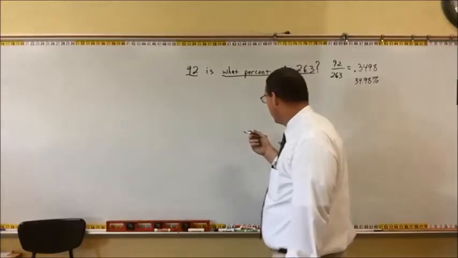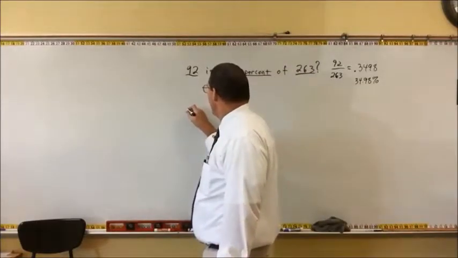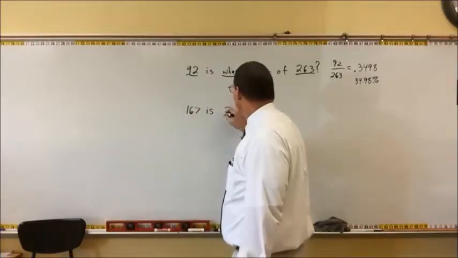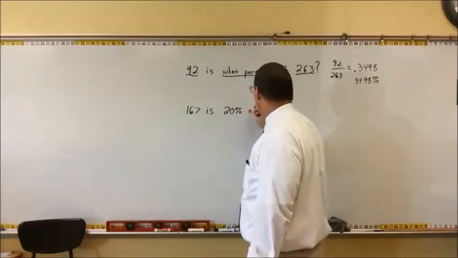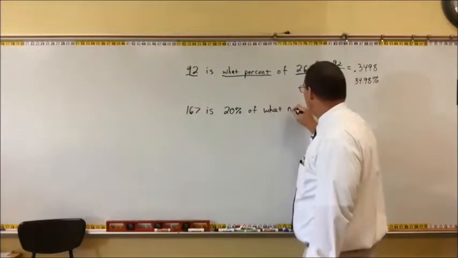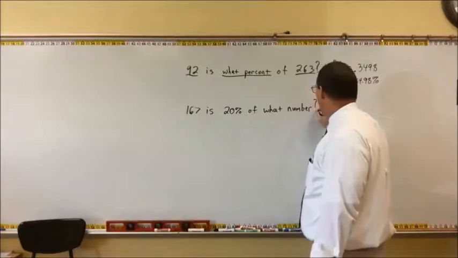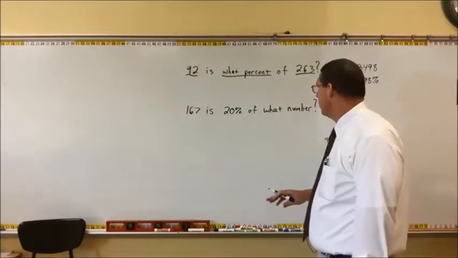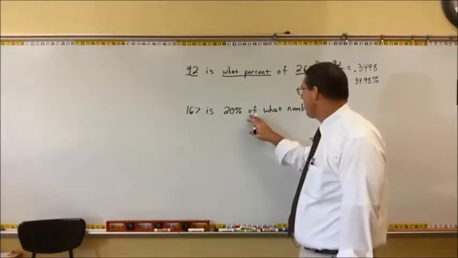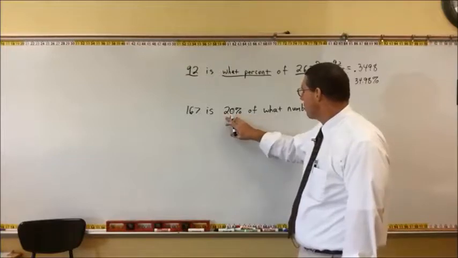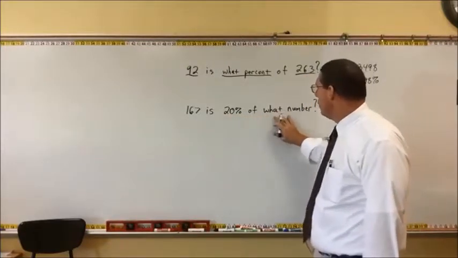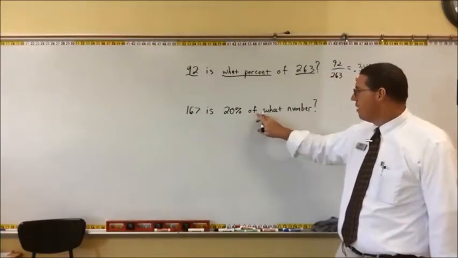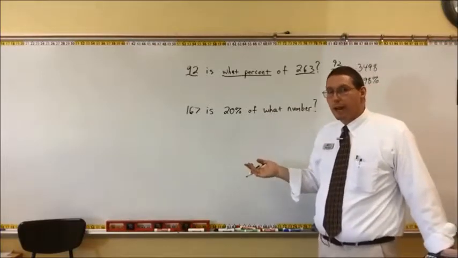All right, let me ask you another one. 167 is 20% of what number? All right? Now, remember, see the of number? We always multiply the percentage times the what number. So if we don't have the of number, then we can't do multiplication. Therefore, we're going to have to do division.